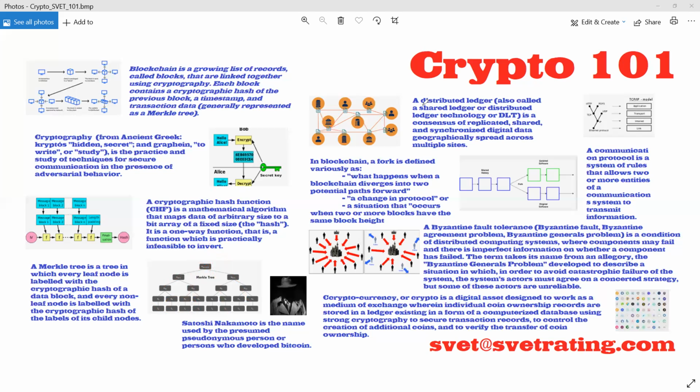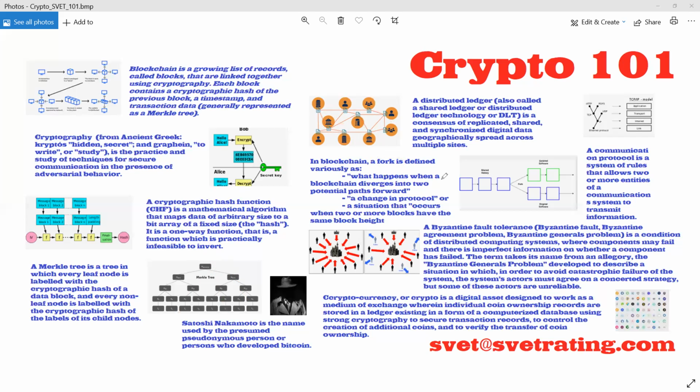A distributed ledger, also called a shared ledger or distributed ledger technology, or DLT, is a consensus of replicated, shared, and synchronized digital data geographically spread across multiple sites. You see, there are people that can have phones or computers most often, and they're just exchanging information, and all data here are copied absolutely exactly everywhere. That's why it's distributed.